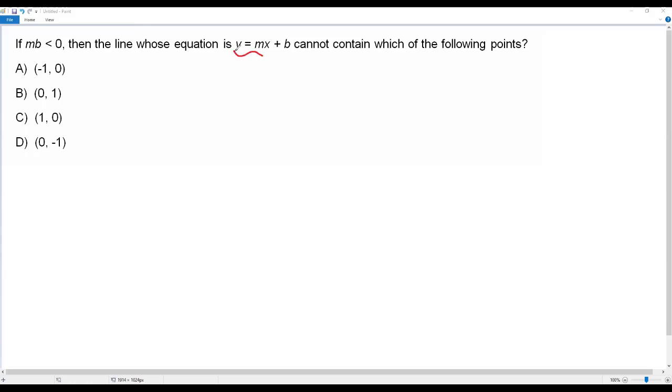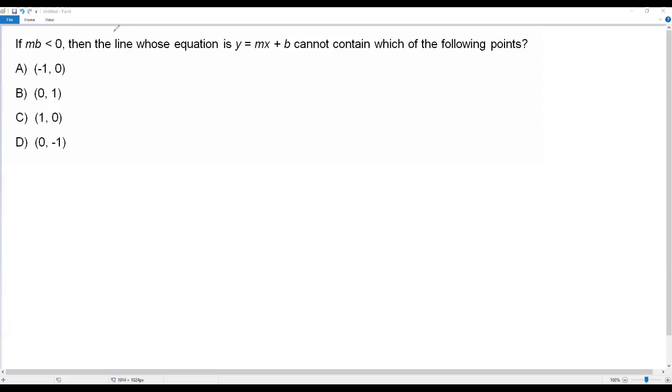Here we have the equation of the line in slope-intercept form, that is y equals mx plus b. Here m represents the slope of the line and b represents the y coordinate of the y-intercept. And here we have the product of the slope and the y coordinate of the y-intercept. The question says the product is less than 0, that is, negative. So with this condition, we just have to find the point this line cannot contain among the given answer choices.